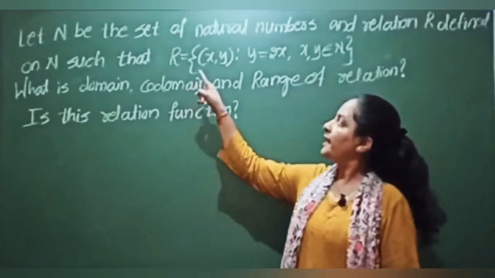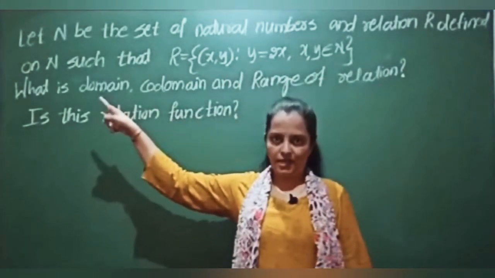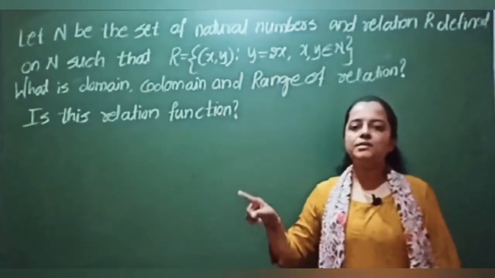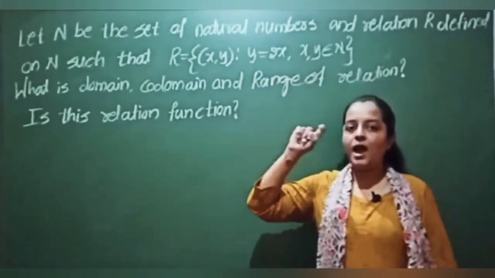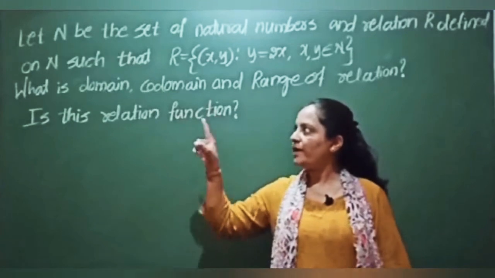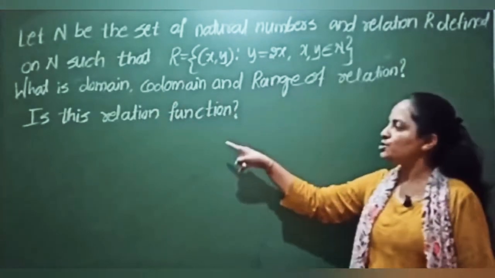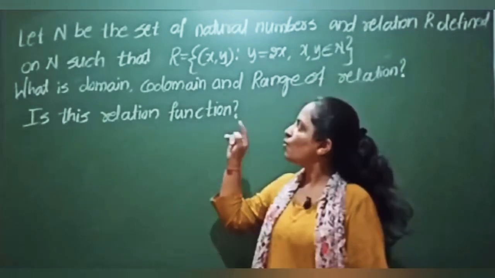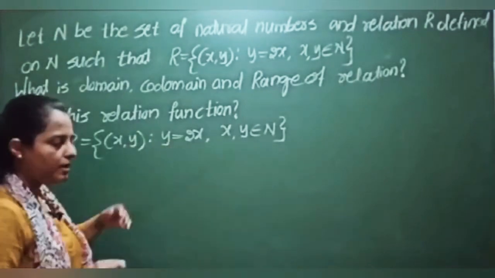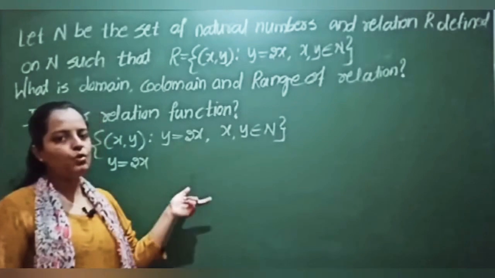Let N be the set of natural numbers and a relation defined on N such that the relation is the set of all (x, y) such that y is equal to 2x, and x, y belong to the set of natural numbers. So we have to find the domain, codomain and range of the relation, and next question is: is this relation a function? What is the relation between x and y here? y is equal to 2x. Now convert the set builder form of this relation to roster form.